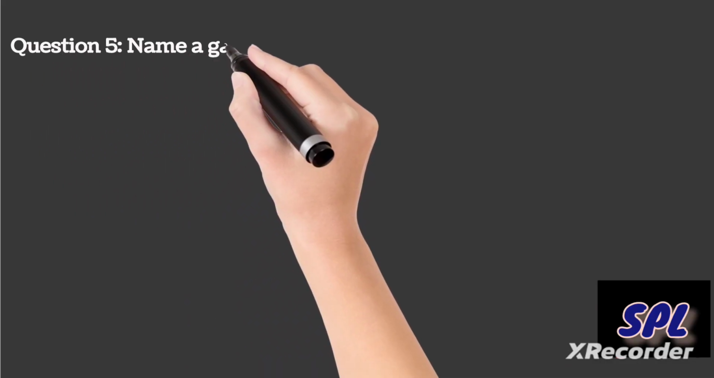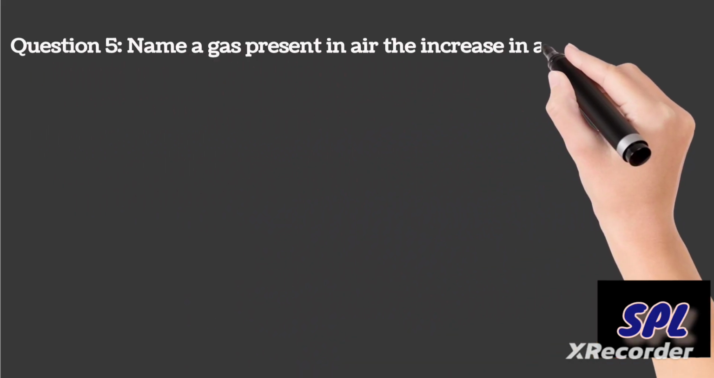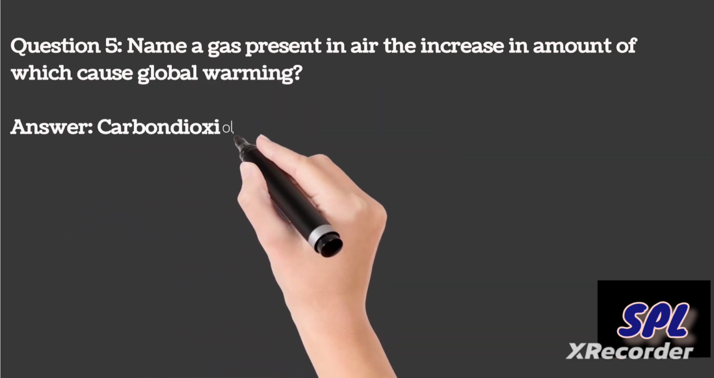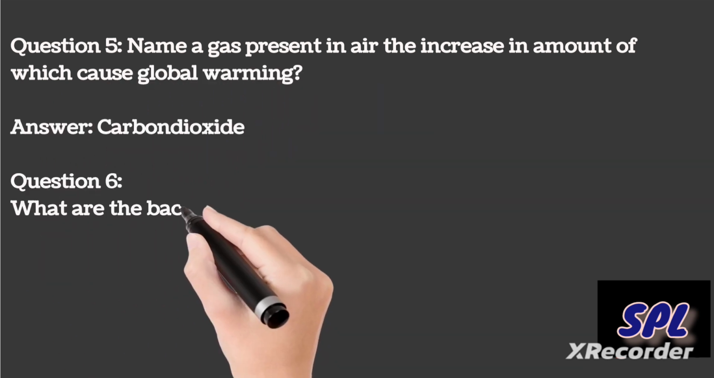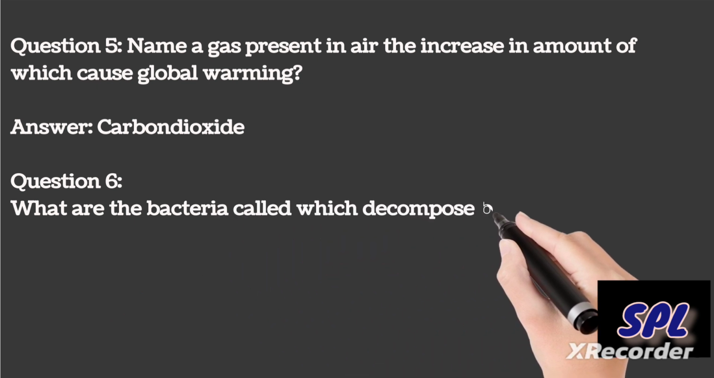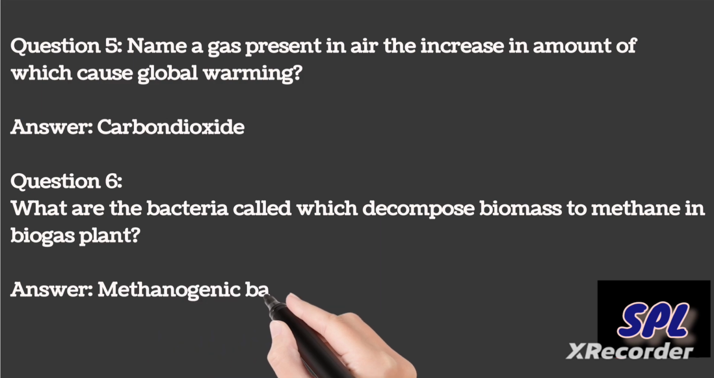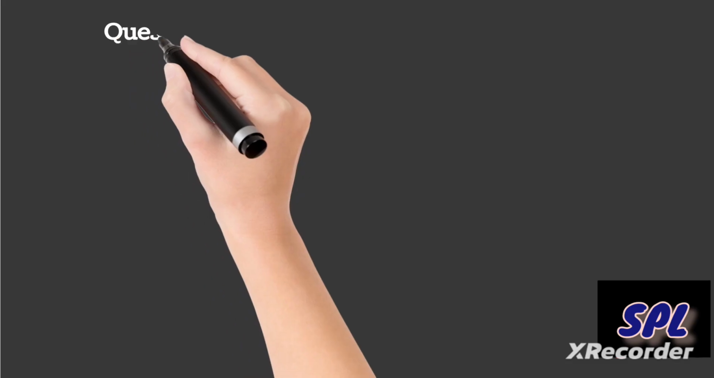Question 5. Name a gas present in air, the increase in amount of which caused global warming. Answer. Carbon dioxide. Question 6. What are the bacteria called which decompose biomass to methane in a biogas plant? Answer. Methanogenic bacteria.